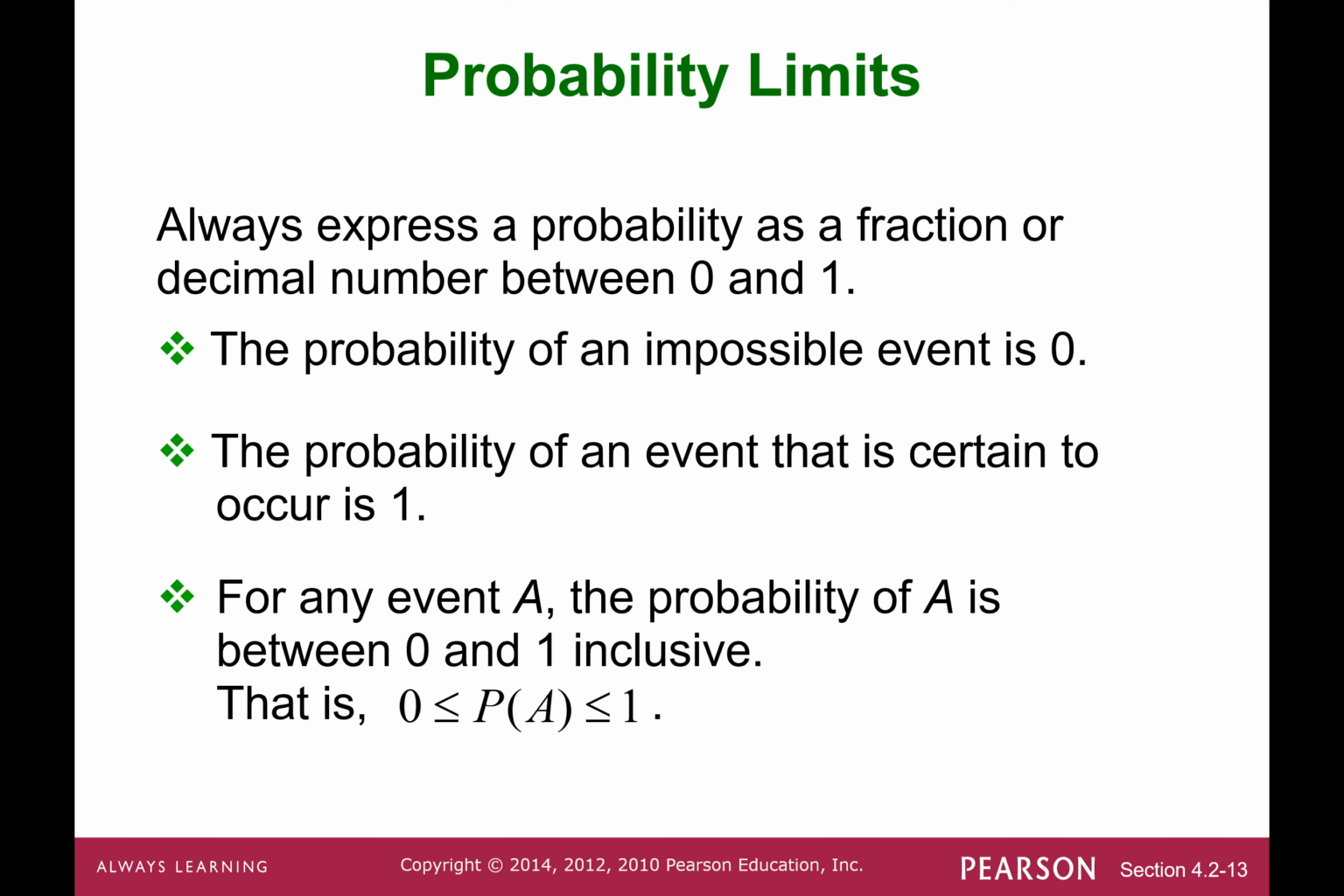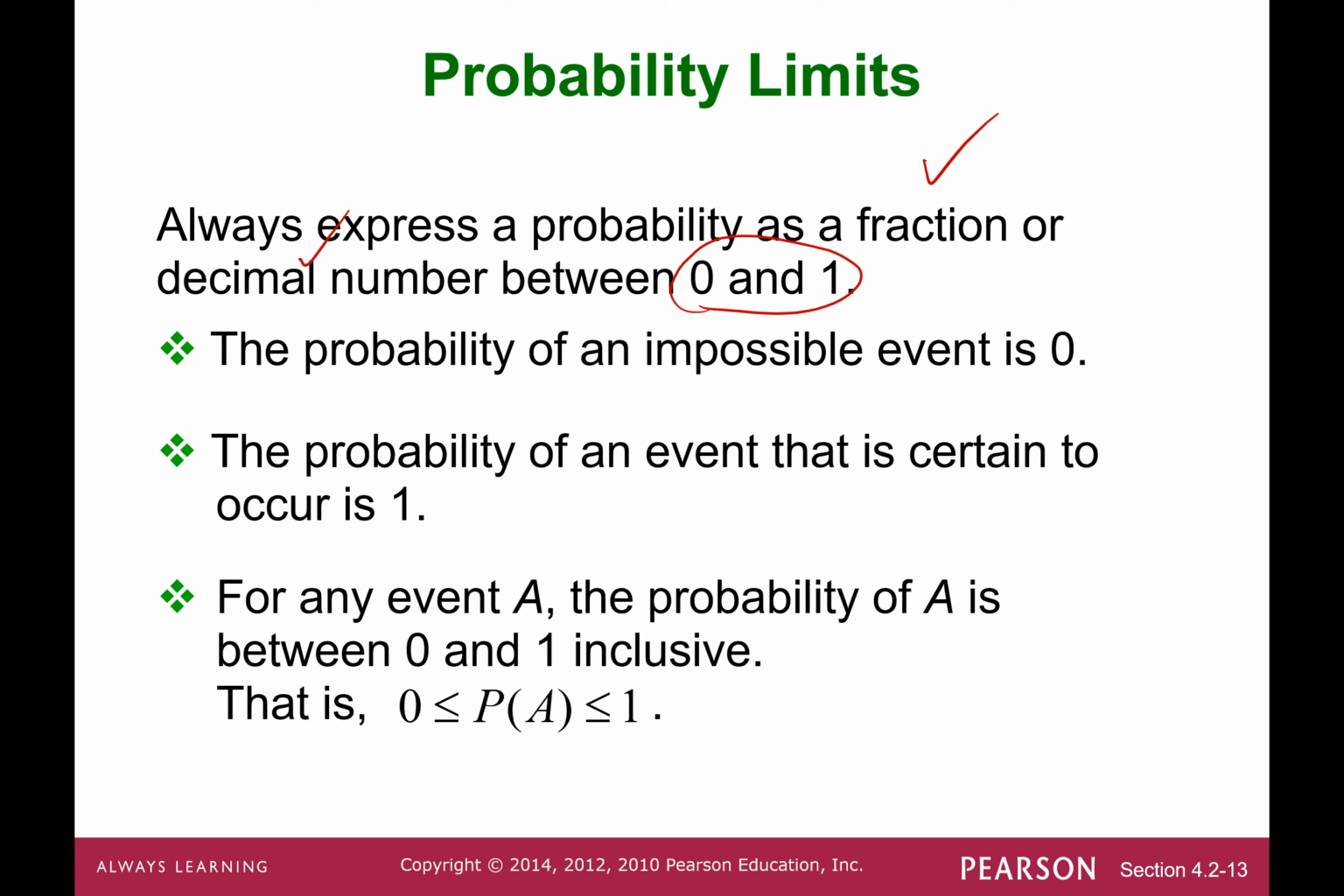Now let's take a look at probability limit. So probability is a value typically between 0 and 1. Okay, you can express it as a fraction or decimal numbers. Because the probability of an impossible event is 0.